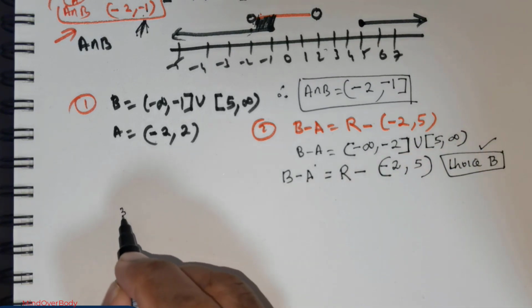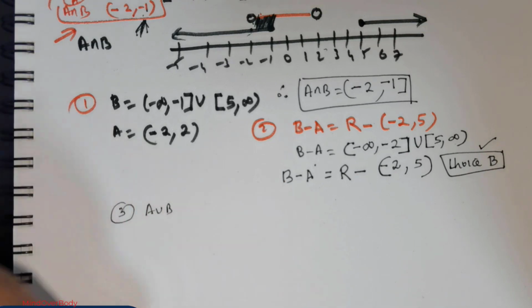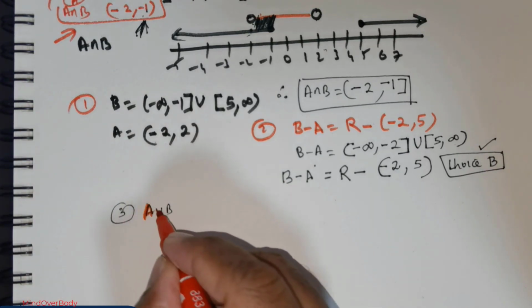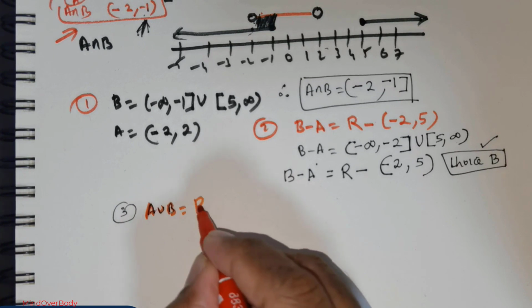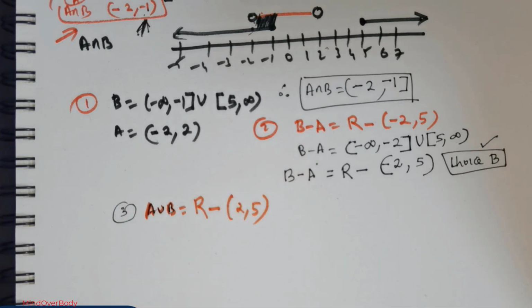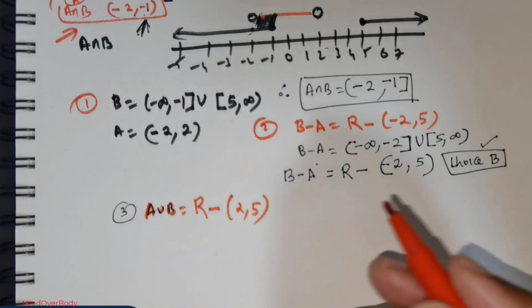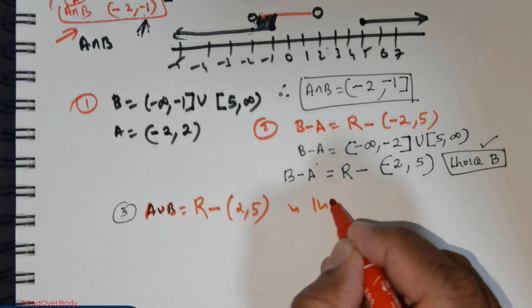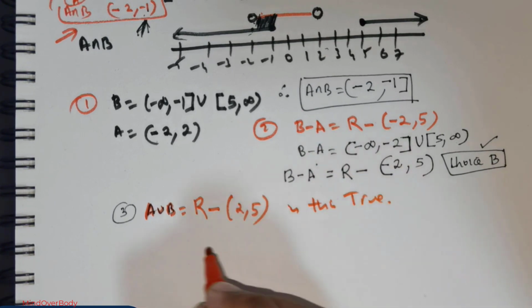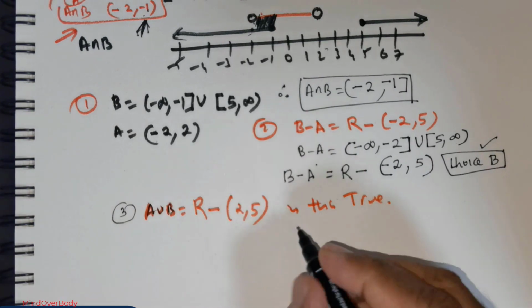Now let me verify choice 3. Choice 3 says A union B is equal to R negative of 2, 5. This is what the choice states. So from R you take away 2, 5 and that would be A union B. But is this true? We need to check. So what is A union B? Let me go up and find out what is A union B.